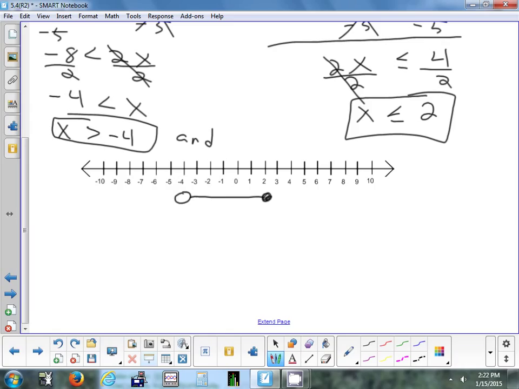That's your graph right there. Some people do the graph on the number line. If you do, that's okay. If you do it below it, that's okay too.